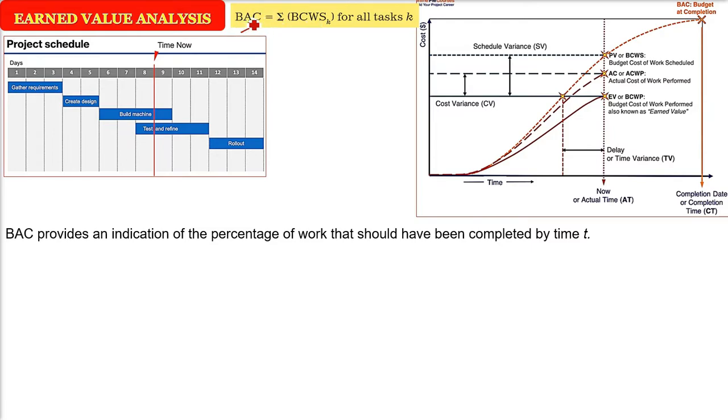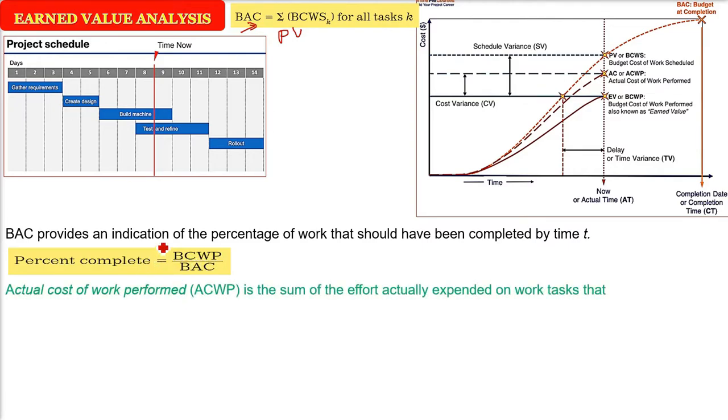Okay, now this BCWS we have already done, this sigma. I am saying that this is PV, and PV is nothing but budgeted cost of work scheduled, and percent complete is BCWP by BAC. Okay, now let us come to the actual cost of work performed, ACWP.